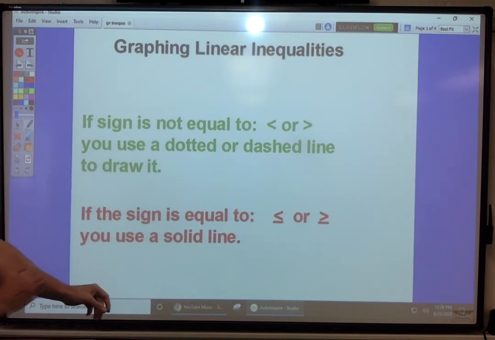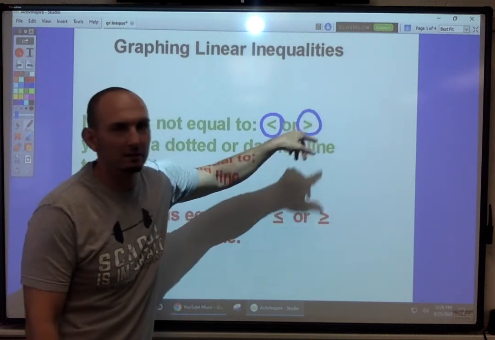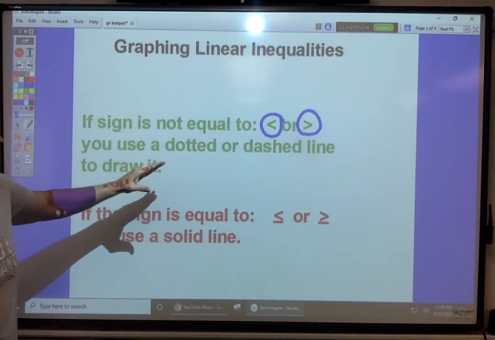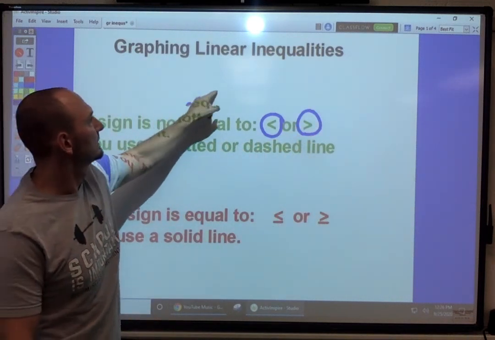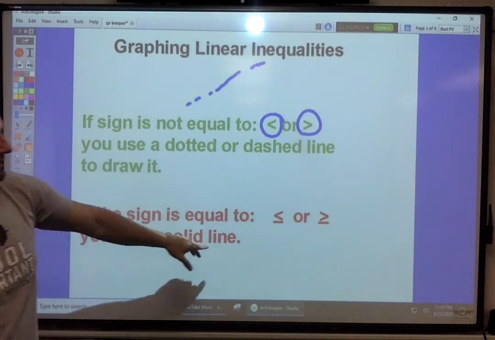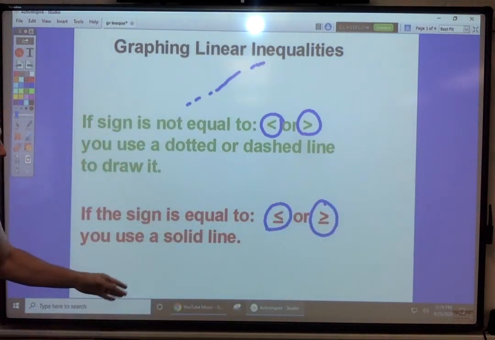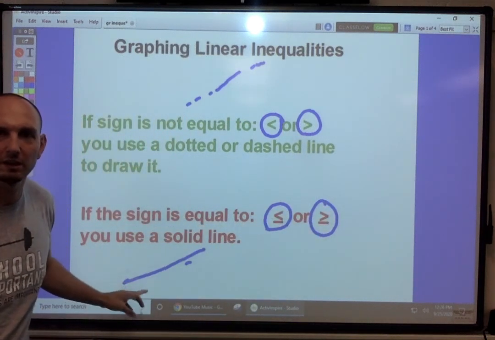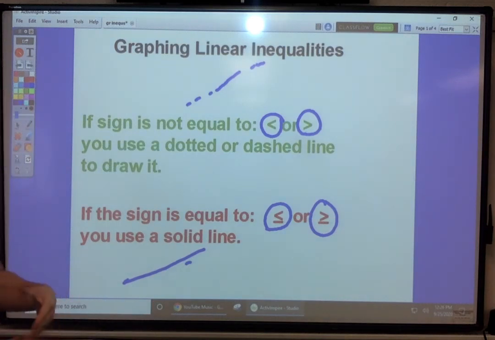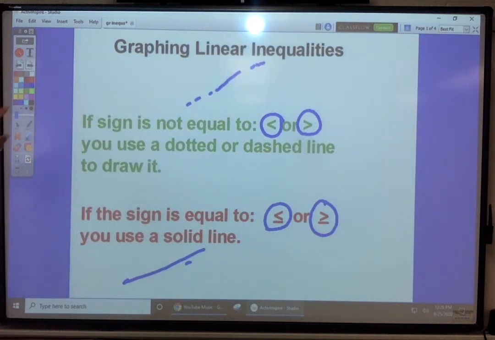If you have a sign that is not equal to, so just a plain greater than or less than, we're going to draw the line dash, kind of dotted. If it is equal to, so greater than or equal to, less than or equal to, either one of those, we're pretty much going to draw a straight solid line through our points. So that's a way to check for your symbol on tests and things. So let's hop to it.